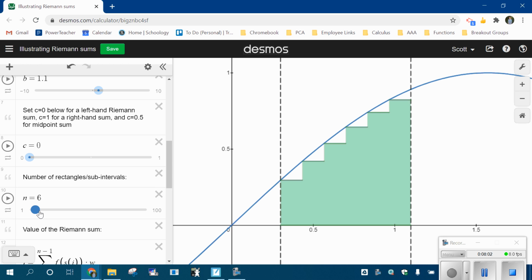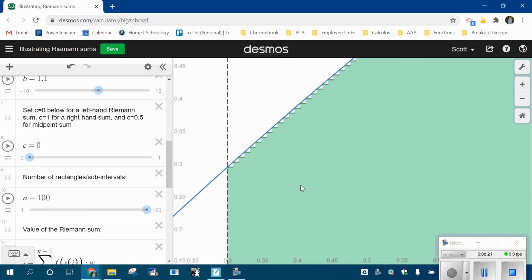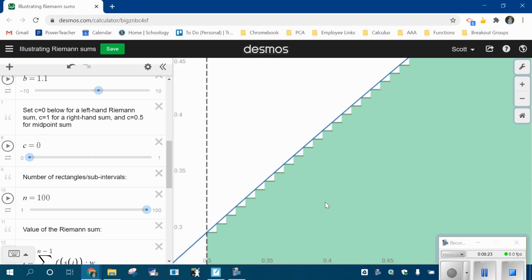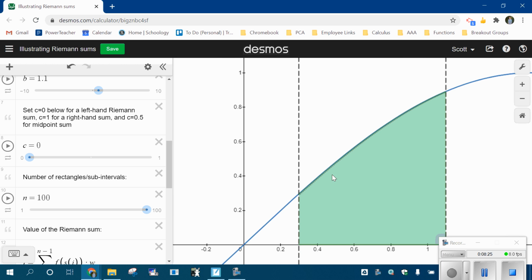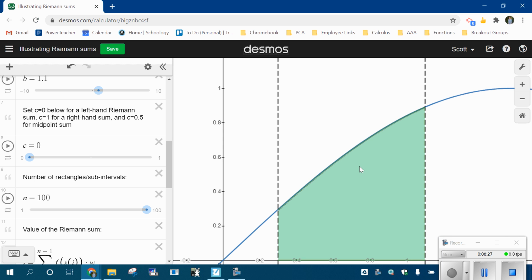Look as I increase from 4 to 8 rectangles. Less white space. If I go from 8 to 20, now we're looking at very little white space, right? Very little error. If I go from 20 to 100, there's still white space. It's there. It's not completely accurate, but man, it's pretty close.